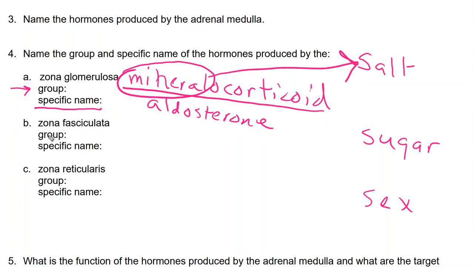And so Zona Fasciculata is going to have a corticoid name that has something to do with sugar or sounds like sugar. And then there'll be a specific chemical or a specific hormone in the group of those corticoids. And then Zona Reticularis is also going to be a corticoid that has to do with sex hormones.